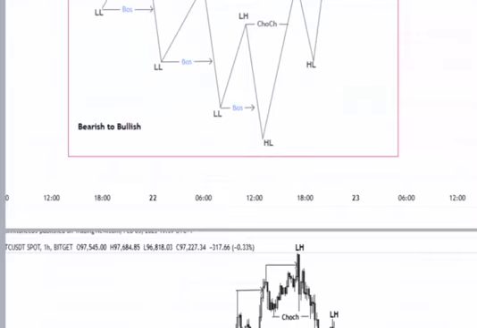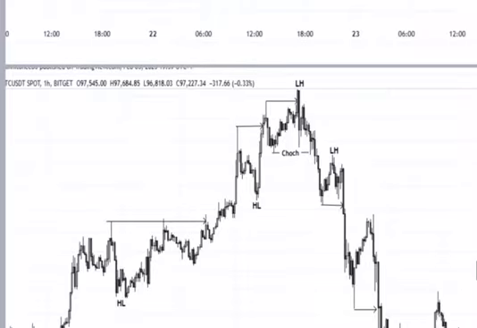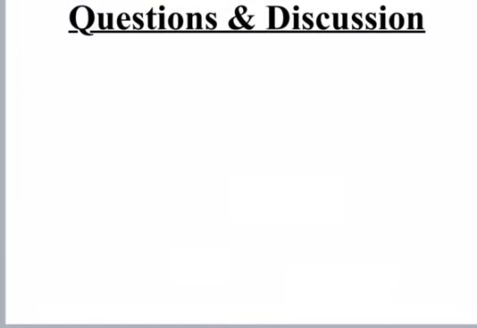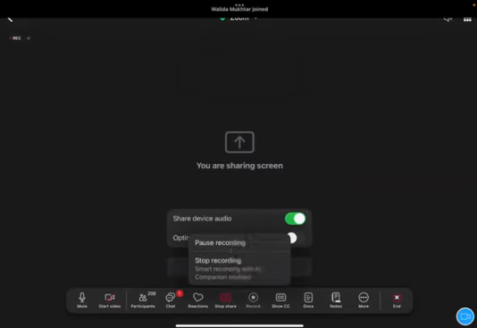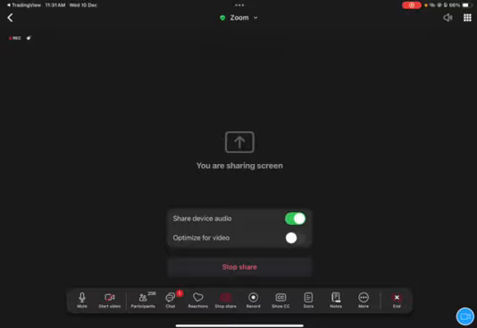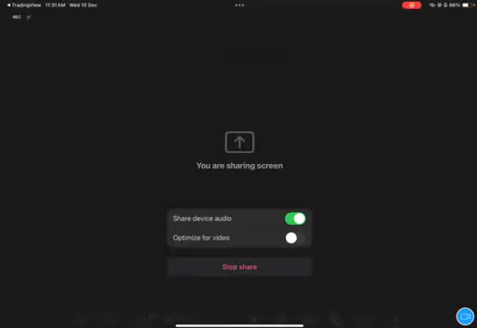So this is it, and this is an example. So let's just go to the charts and look at some things about change of character before I dive into point of interest. You can see my screen, right? Okay.